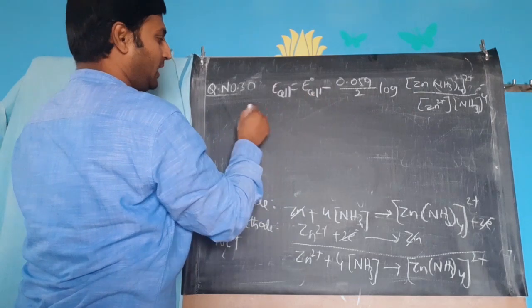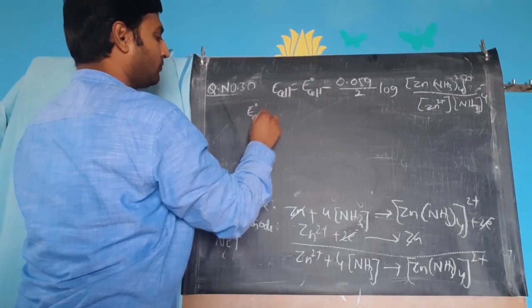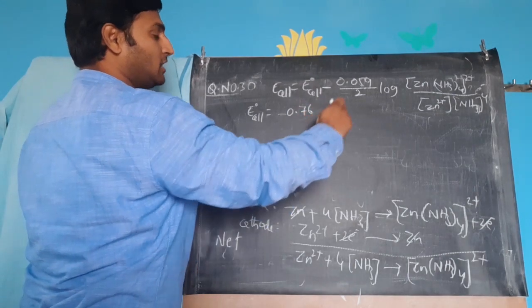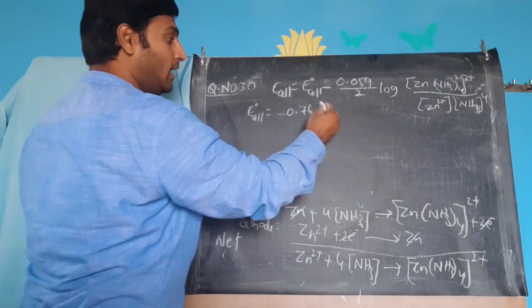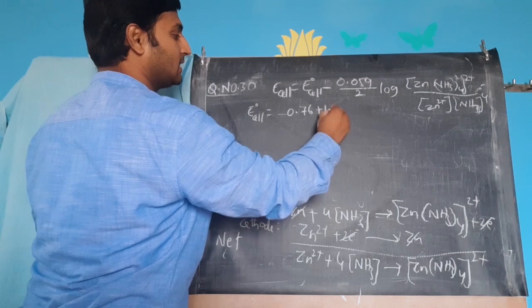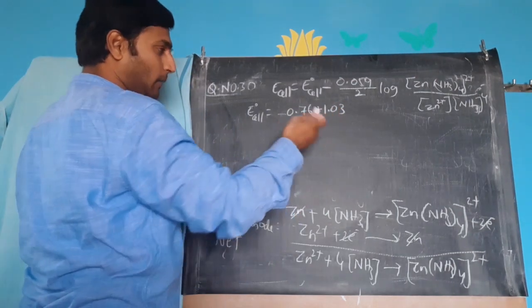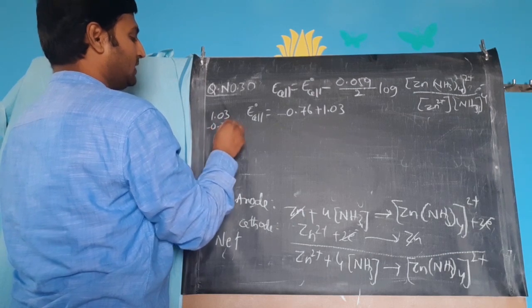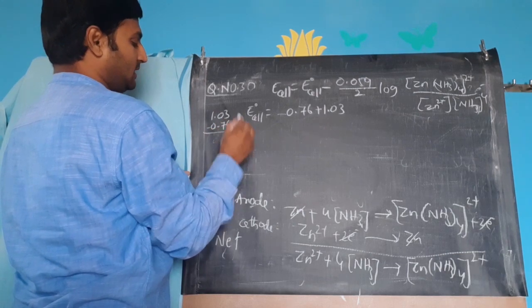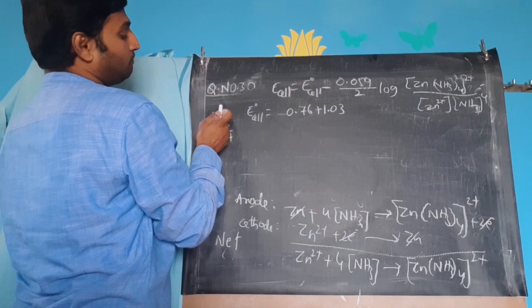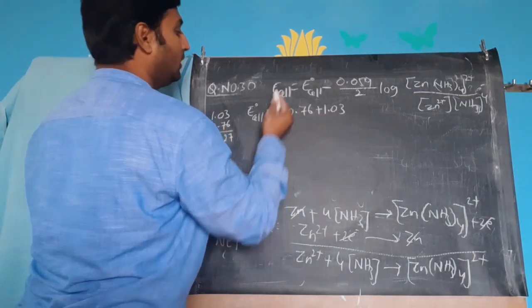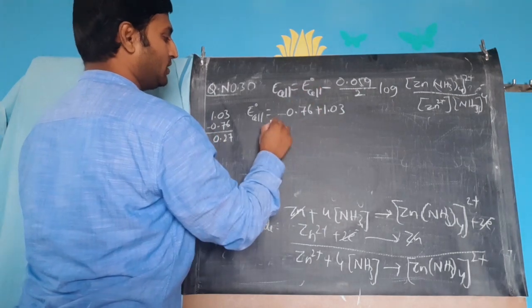At the same time, E naught cell, let me calculate. Cathodic potential was minus 0.76. Anodic potential was minus 1.03. Minus of minus becomes plus 1.03. So obviously it is 1.03 minus 0.76. 13 minus 6 is 7. Okay, 9 minus 7 is 2. So you are getting 0.27. So E naught cell is 0.27.